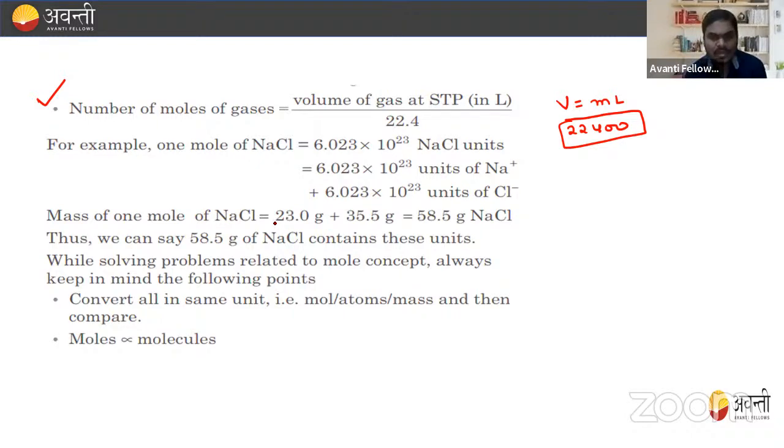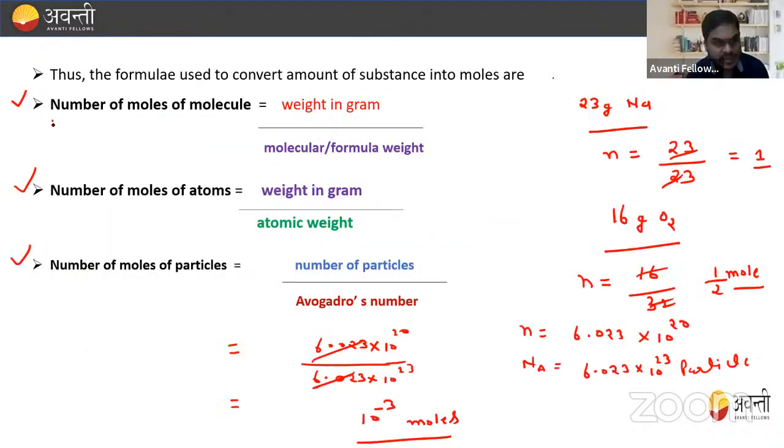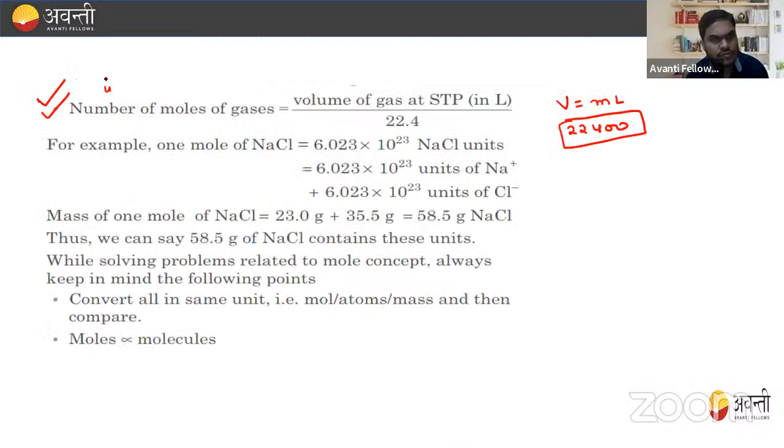Now, for example, let us assume. So these four are basically the formulas. This is number one, this is number two, this is number three, and this one is number four. So these four formulas are basically used to calculate mass of solute, or number of moles, or molecular mass, because these three are interrelated to each other, right? Now, for example, 1 mole of NaCl is what?